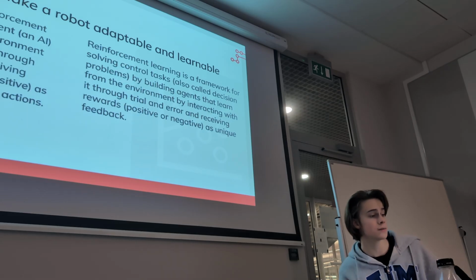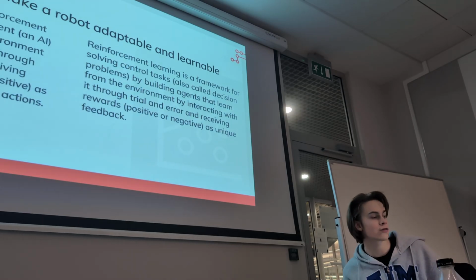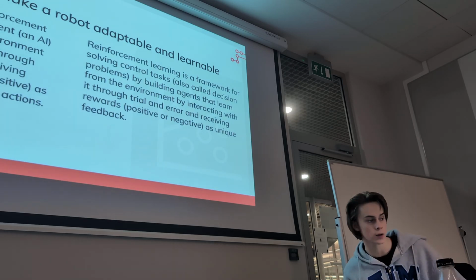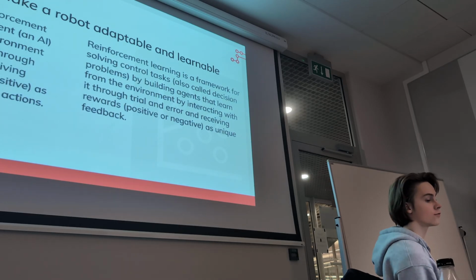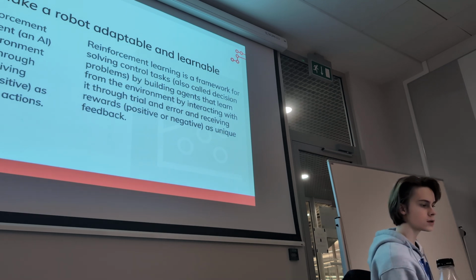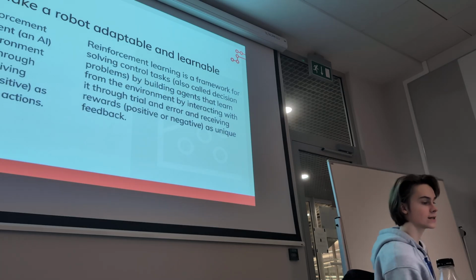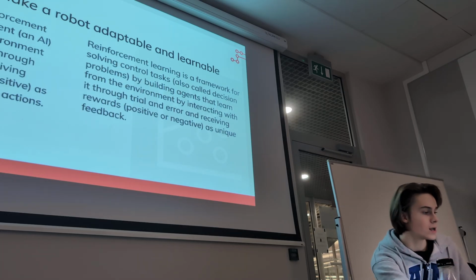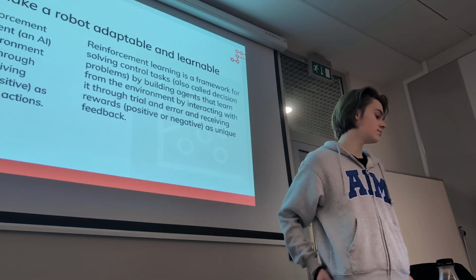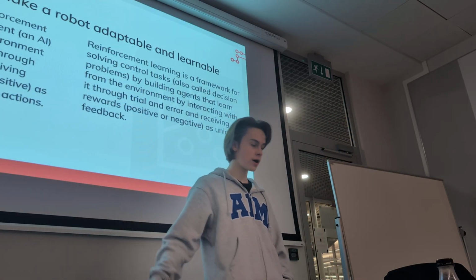The second one is more academic. Reinforcement learning is a framework for solving control tasks, also called decision problems, by building agents that learn from the environment by interacting with it through trial and error and receiving rewards, positive or negative, as unique feedback. I'm going to speak about everything here. Just imagine a dog that you want to train to do something. For example, you have a dog.